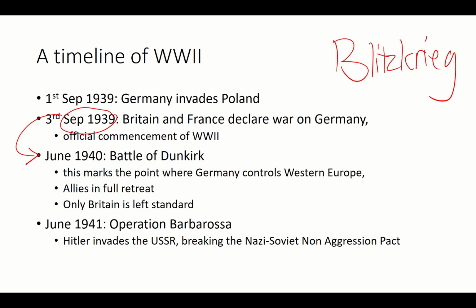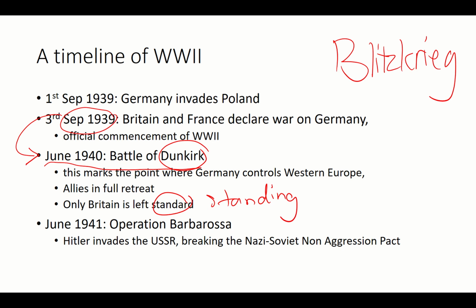So the first point we have is June 1940, at the Battle of Dunkirk. You can Google that. It is quite a moving story. This marks the point where Germany controls Western Europe. Oh, sorry, there's a typo. It should be left standing. So by June 1940, the first 9 months of the war, it sees Germany just taking names and kicking ass.